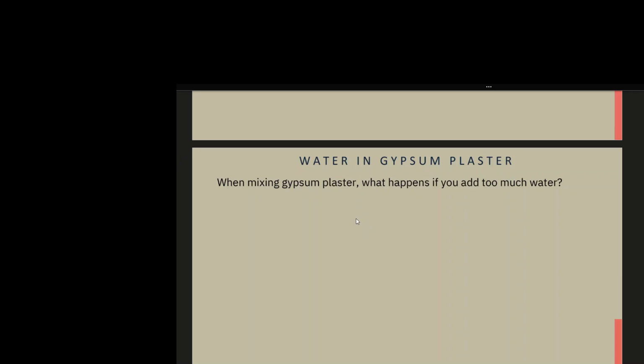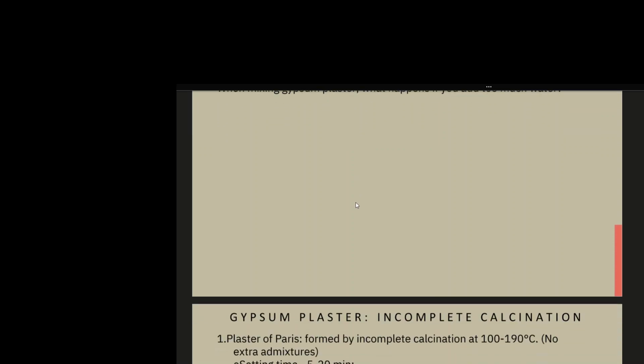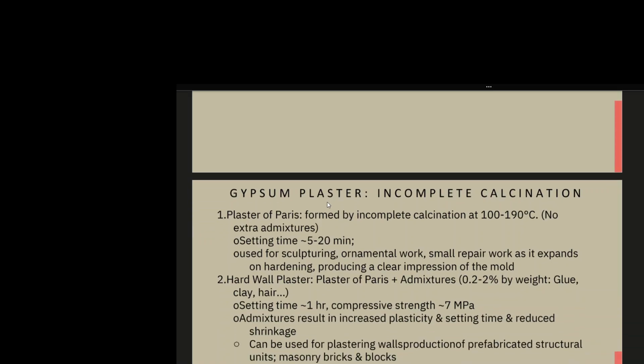So when you're mixing gypsum plaster, what happens if you add too much water? It stops being too sticky, right? And now you have watery gypsum, which you can't use anymore, so it has become a liquid. But you need something in terms of a paste.